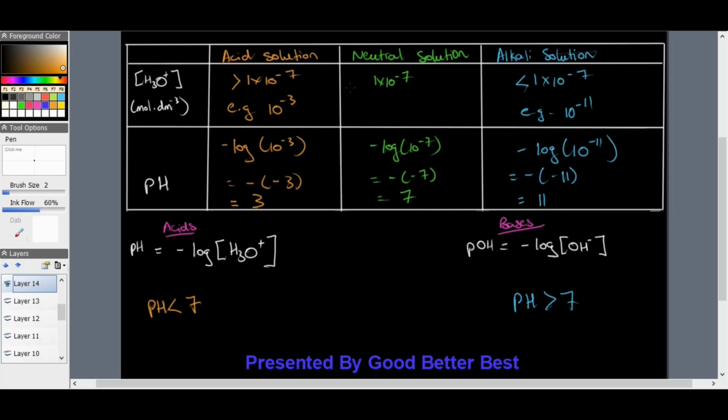If my concentration is bigger than 1 times 10 to the minus 7, it's an acidic solution. My pH level though will be less than 7. And for alkali, if my concentration is smaller than 1 times 10 to the negative 7, for example 1 times 10 to the negative 11 is smaller than 1 times 10 to the negative 7, of course, since negative 11 is smaller than negative 7. That means our pH level, because pH level is just a value, will be greater than 7 when we use the logarithm rules.